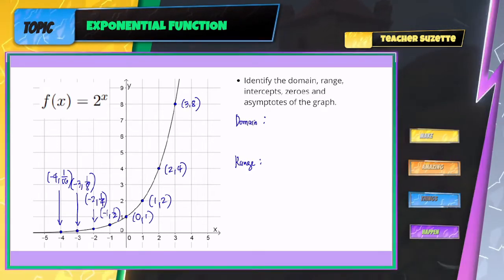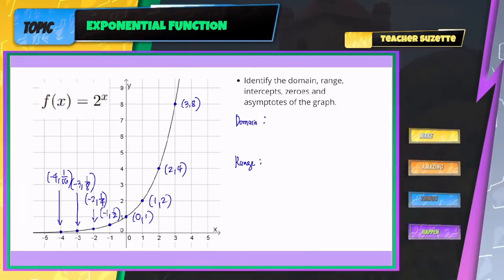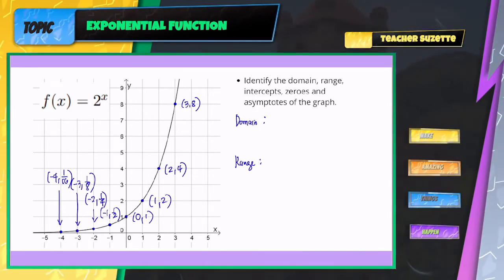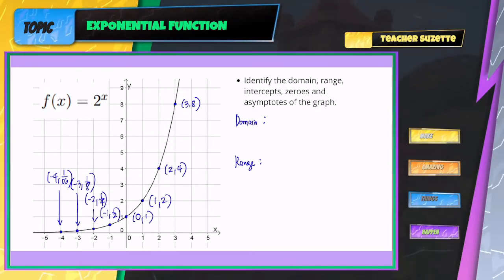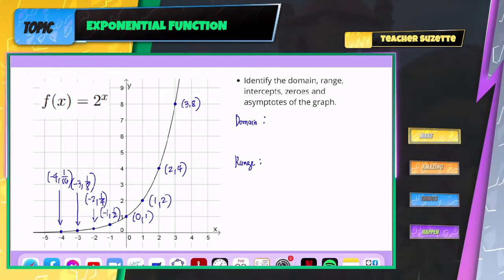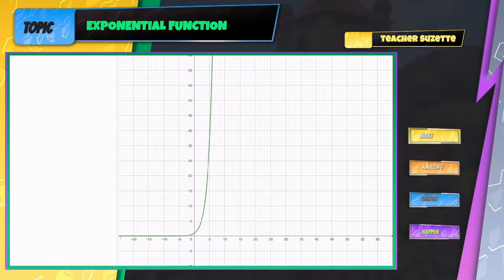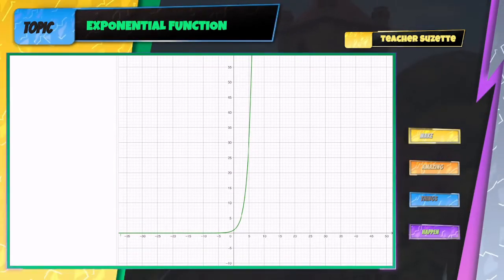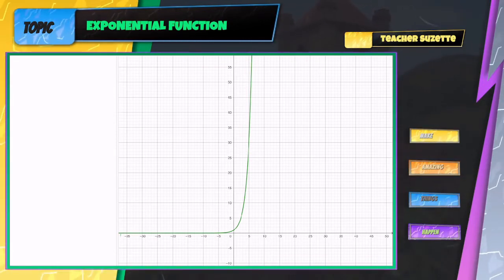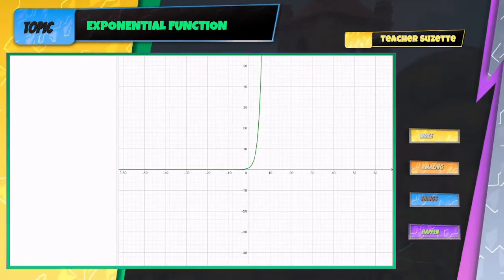Now, let's identify the domain and range of our function. So, for us to easily understand and identify the domain and range, let's examine its graph kapag po gumamit tayo ng ating GeoGebra. So, ito po yung ating graph for f of x is equal to 2 raised to x. So, tulad lang din po siya ng ating example pero naka-zoom out lang. Now, let's check for the domain.